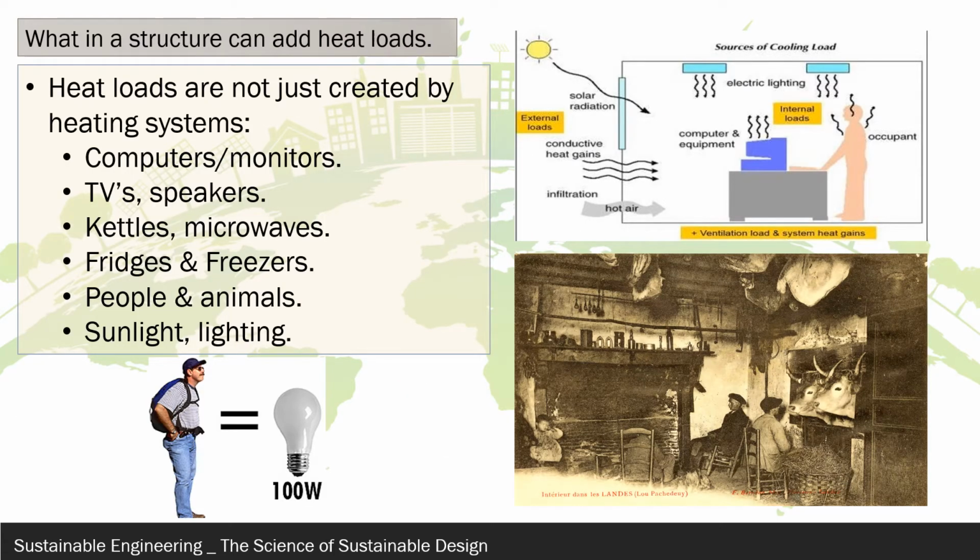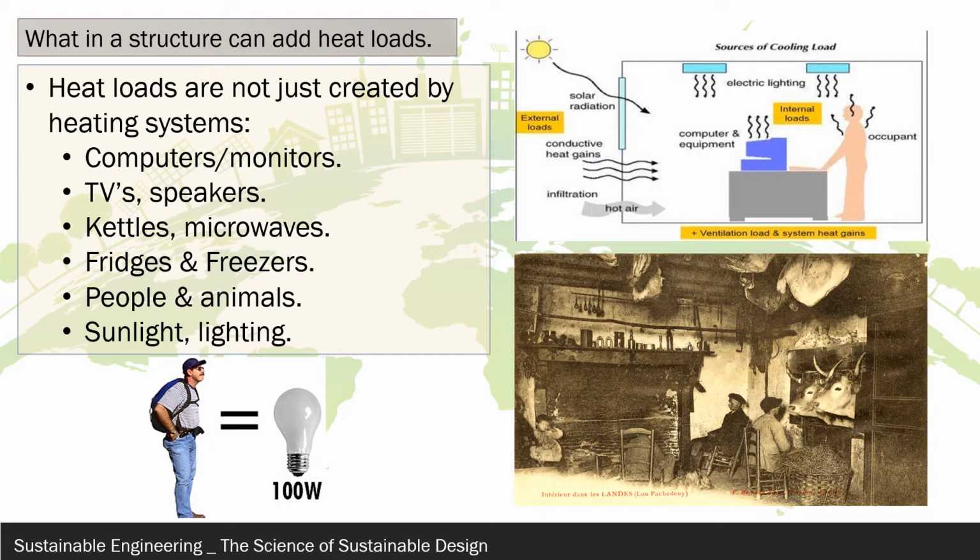So what other loads can affect our structures? Well, if you look at the diagram in the top right hand corner of the screen, you'll see that there's a number of things within a building which can add heat to the structure. The electric lighting, computers, the occupants themselves all add a dimension of heat to the building. Things such as our kettles in our workspaces, our fridges and freezers produce a lot of heat when they're in use. TVs, speakers, computers, monitors, people, animals, sunlight and natural lighting are all additions to heating within the building.